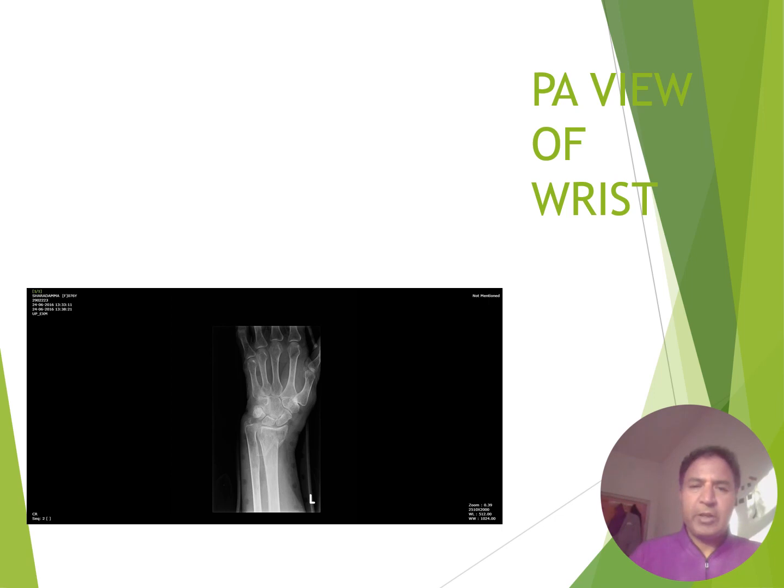So let us start with the PA view of the wrist. This is the PA view of the wrist. It shows the carpal bones and the phalanges. We are mainly concerned today with the radius. You can see the outline of the radius here. This is the radius bone, and today we are going to focus only on the radius.